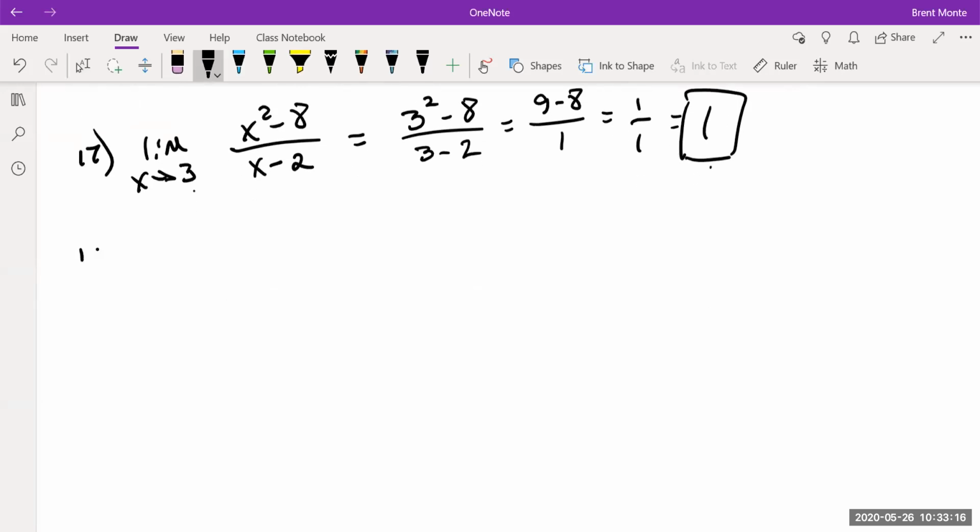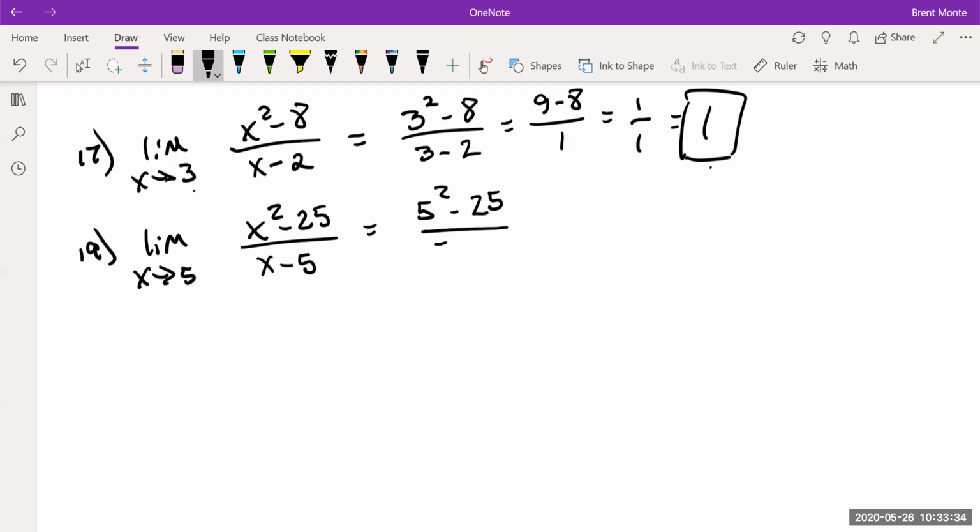But look at problem 19. Now we've got a little problem. Limit as x approaches 5. Looks very similar to what we just did. The numerator x squared minus 25, the denominator x minus 5. We see that, we just plug in the values. 5 squared minus 25 over 5 minus 5. Well, the top, 25 minus 25, is 0. The bottom, 5 minus 5, is 0. And we have a problem. 1 over 1 was okay, that's just equal to 1. But 0 over 0 is not equal to 1. It's not equal to 0. It's undefined because you can't have a denominator of 0.